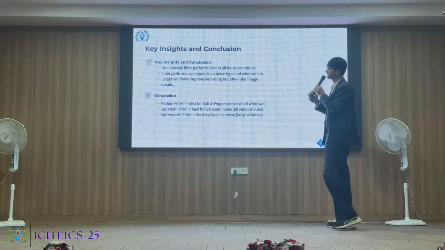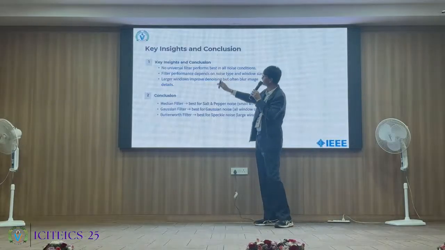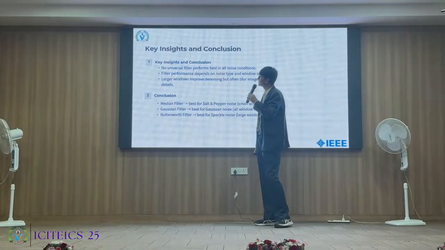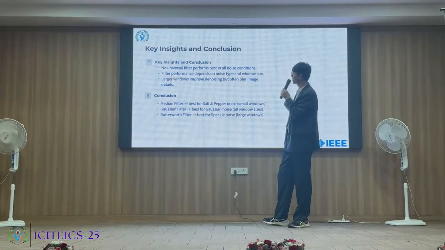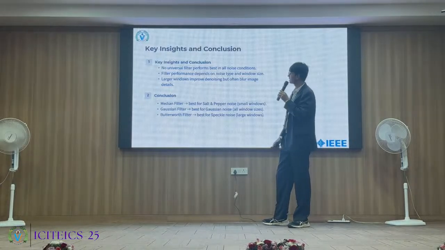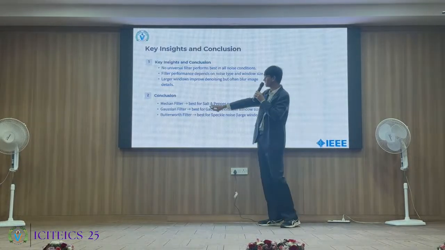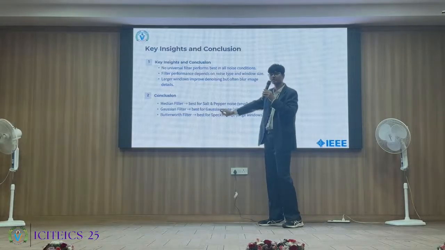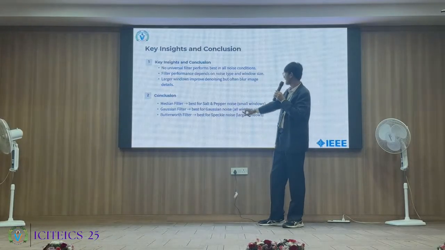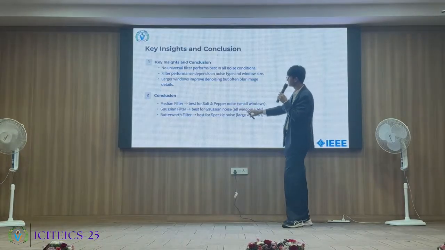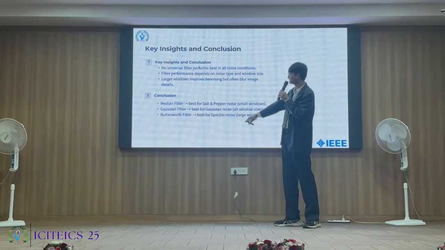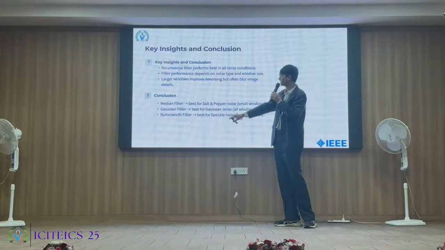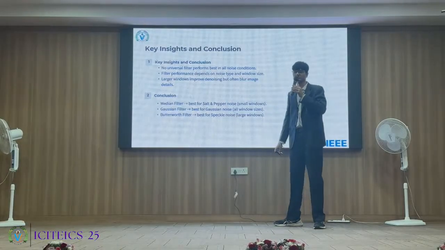From this, we understand that no universal filter performs best in all noise conditions. Filter performance depends on noise type and window size. Larger windows improve denoising but often blur image details. The median filter works best for salt and pepper noise and reducing the blurriness in the image at extremely small window sizes. The Gaussian filter works best for Gaussian noise at all window sizes, and for extremely large window sizes, for speckle noise, the Butterworth filter works best for removing the speckle noise.